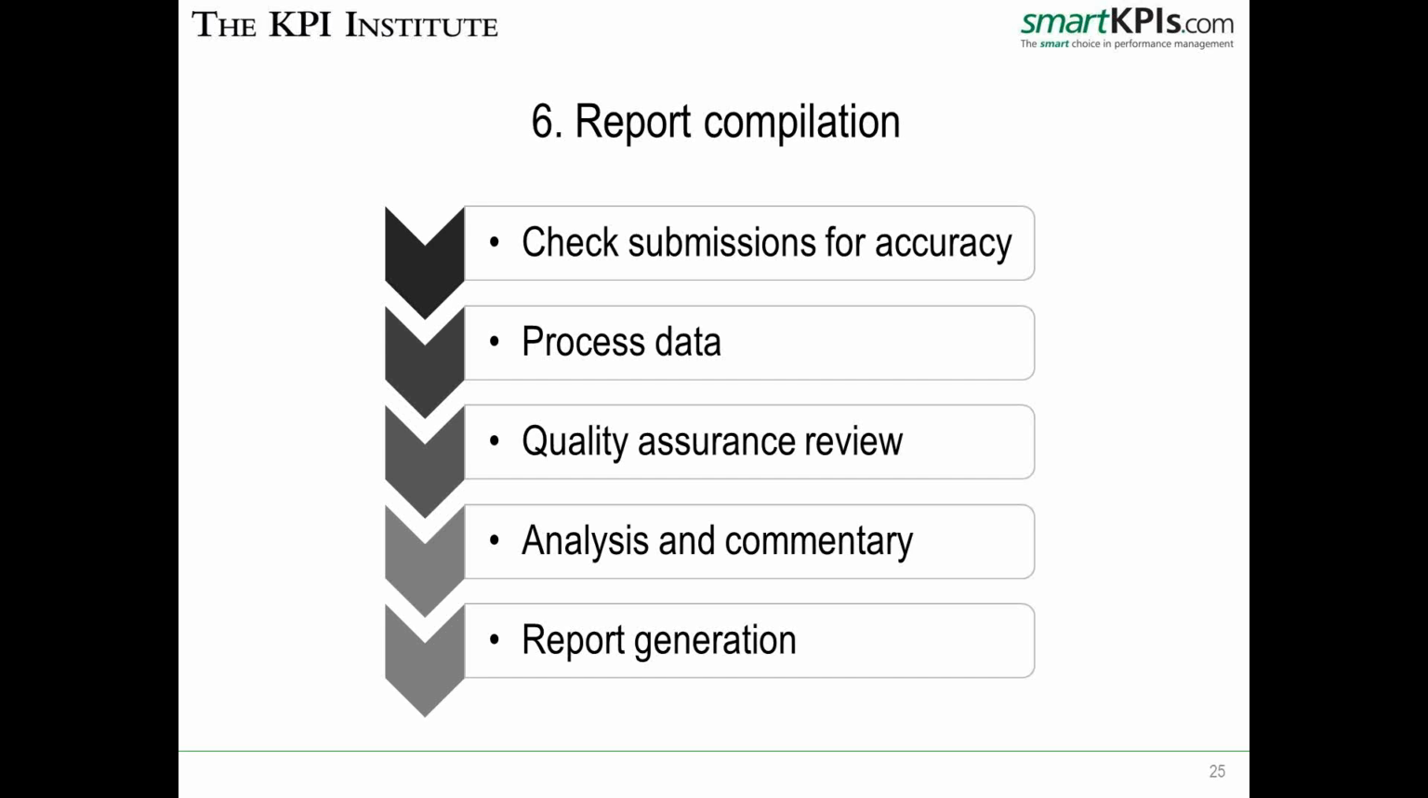In case we see large variances from previous results, we can ask data custodians to double check on data. We can ask them to provide explanation around these large variances. And finally, preparing analysis and commentary around KPI results is also an important part of the report compilation. Finally, everything needs to be aggregated and sent forward to decision makers in preparation for the review of results.